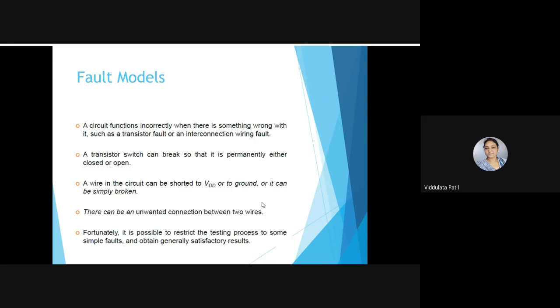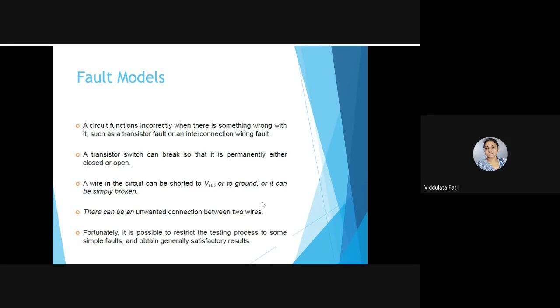A transistor switch can break so that it is permanently either closed or open. So if we are using a transistor as a switch, and it breaks in such a way that it is continuously in an open condition or in a closed condition, that means we will give the input to the next circuitry as either a high logic or a zero logic, and because of that it may happen that we will get wrong results.